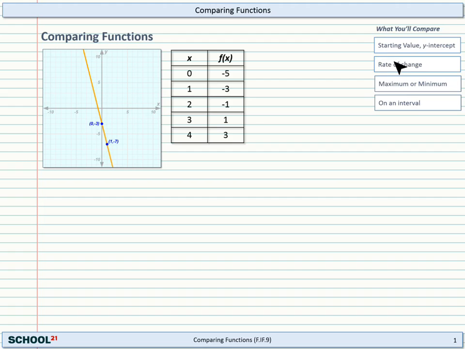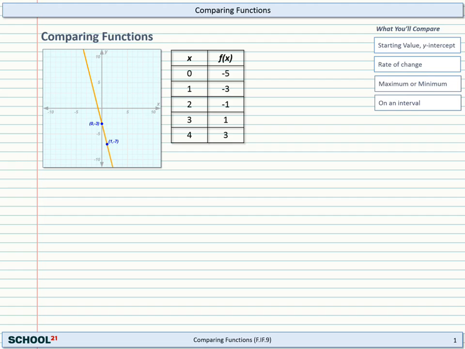How about the rate of change? Well, we already said that the table is going up 2 each time x goes up, so this has a positive rate of change. But the line in the graph has a negative slope, so it has a negative rate of change. So the function here in the table has the greater rate of change.